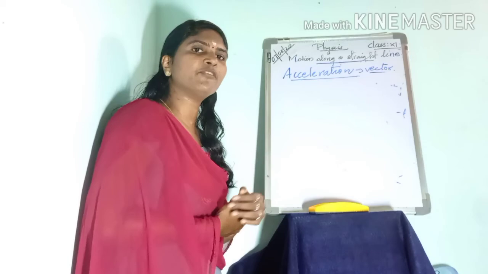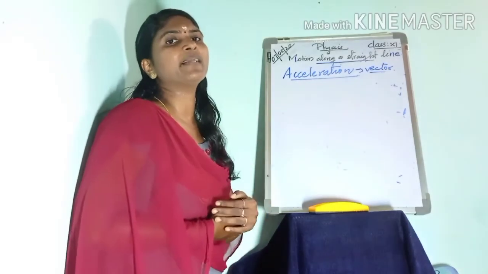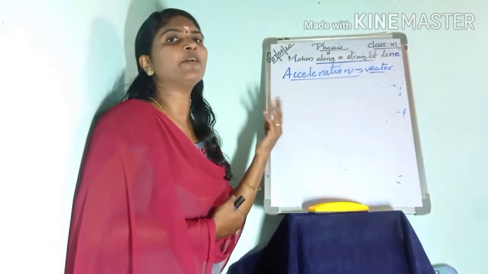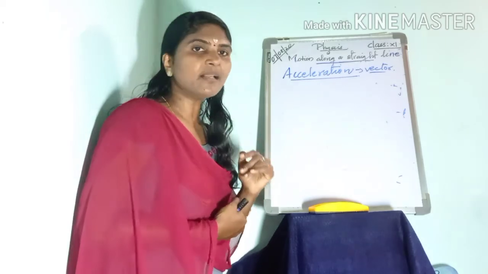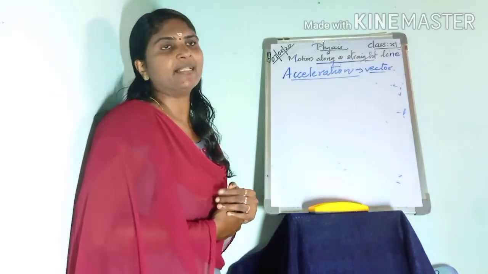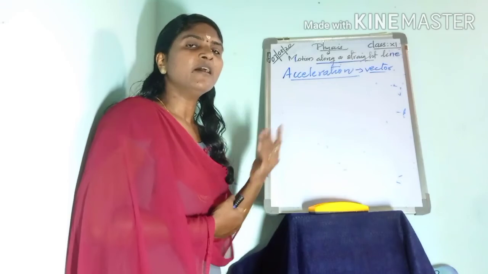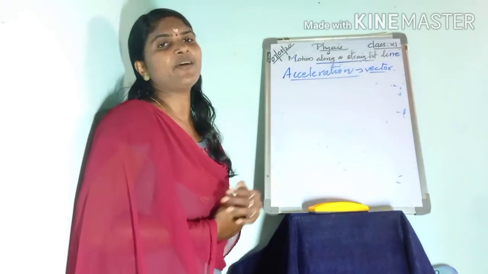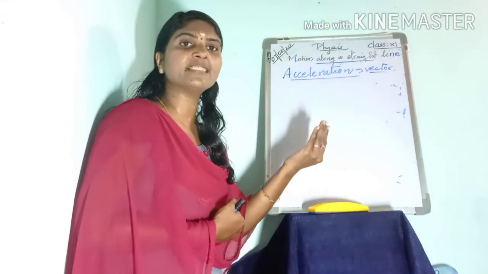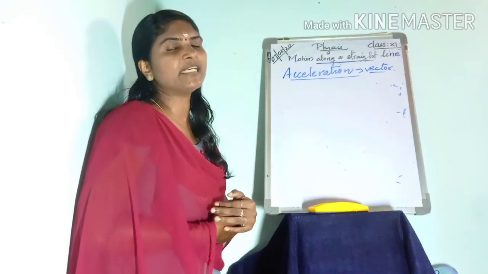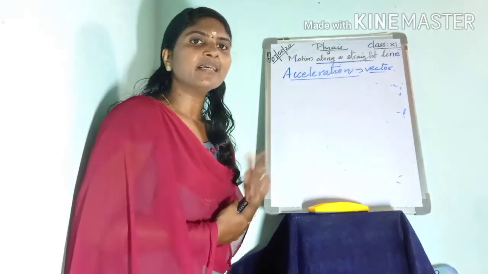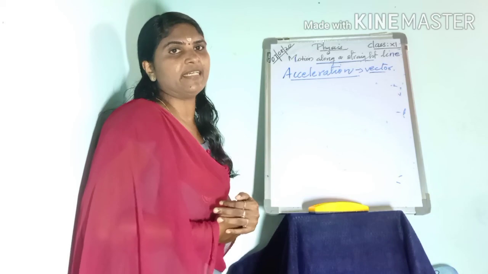Then what is the equation for acceleration? a equal to v minus u by t. Then what is the unit of acceleration? Meter per second square. Then we have two types of acceleration, positive acceleration and negative acceleration. If the velocity is increasing, the acceleration is said to be positive. If the velocity is decreasing, the acceleration is said to be negative.